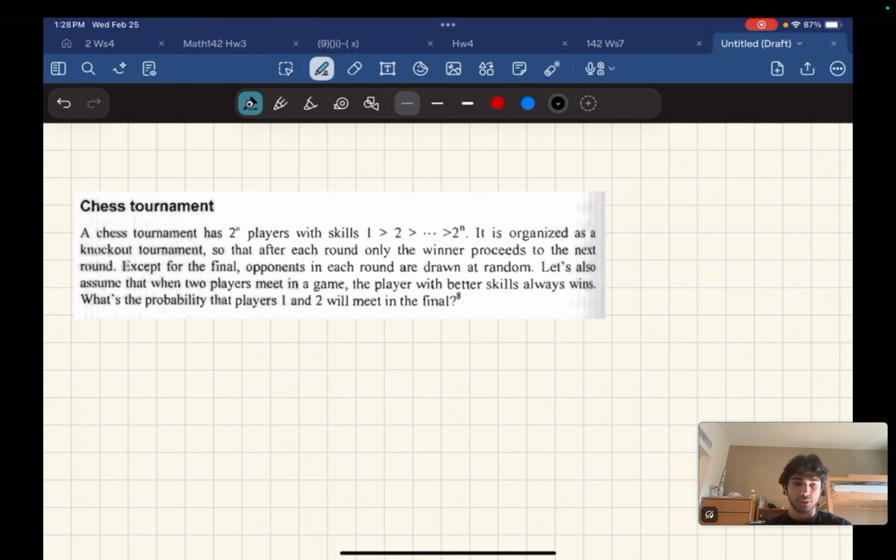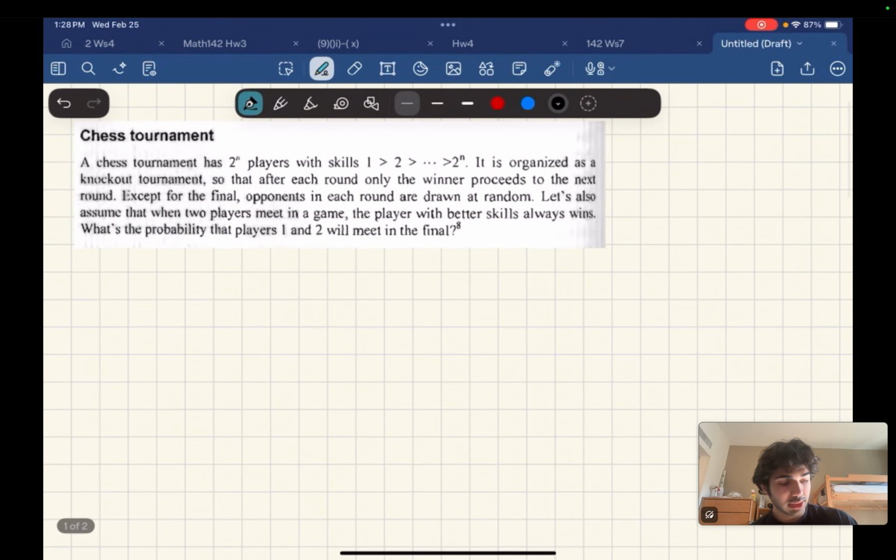So for players 1 and 2 to meet in the final, it means that they did not meet in every other round. That's one way to imagine this question. The chance that players 1 and 2 meet in the final is the chance that they didn't meet in all the other rounds. So let's look at the tournament.